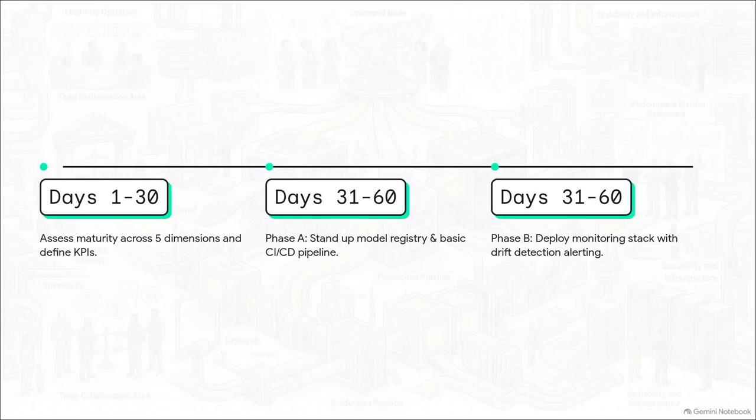So we understand the gap, we know the maturity levels, and we have the team structure. How do we execute? Well, for the IT leaders watching, here's your immediate homework for the next 2 months. Days 1 through 30, run that maturity assessment we just talked about. Identify 1 or 2 high-value machine learning use cases to act as your pilots, and crucially, define your success KPIs, like deployment frequency. Then, for days 31 through 60, split into 2 phases.